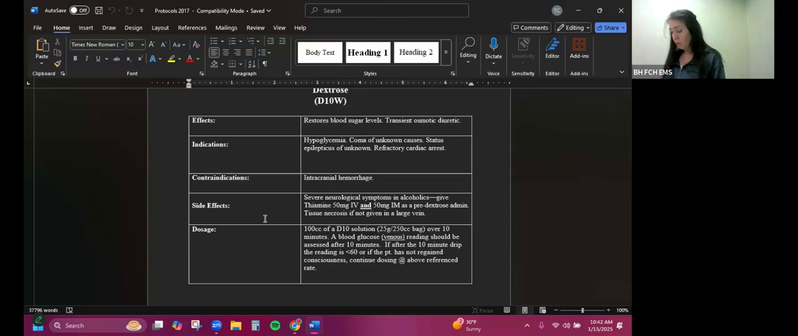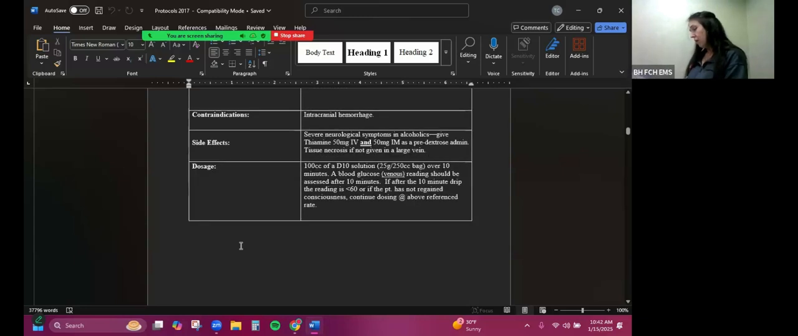The blood glucose reading should be assessed after 10 minutes. Then if after 10 minutes the reading is greater than 60, or if the patient is less than 60, or if the patient has not regained consciousness, continue dosing at the above reference rate.